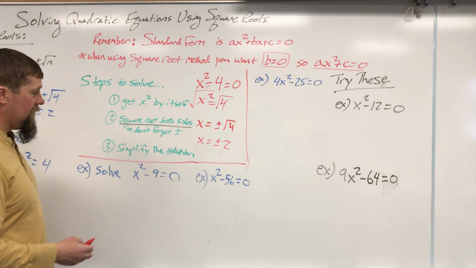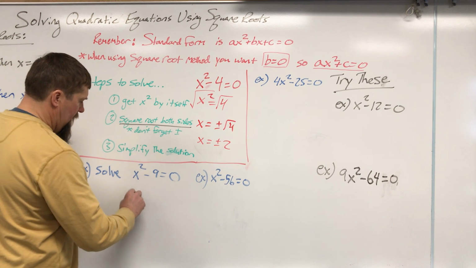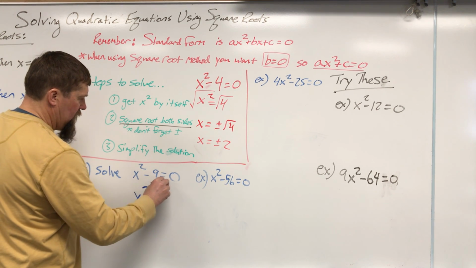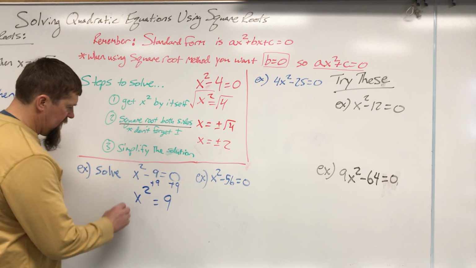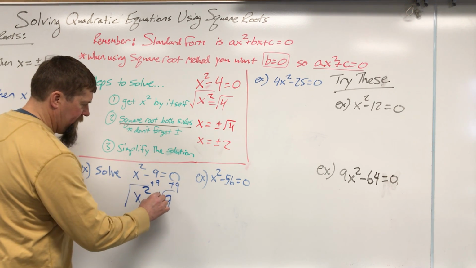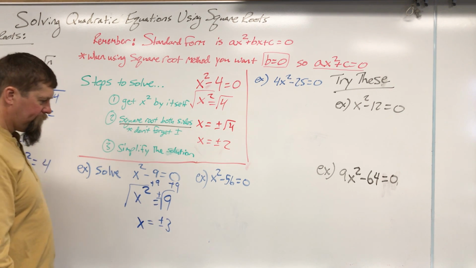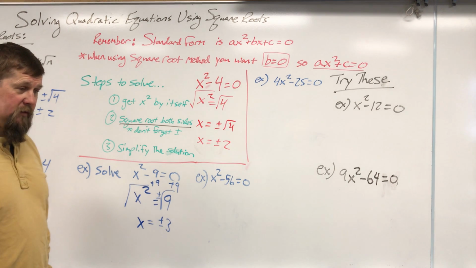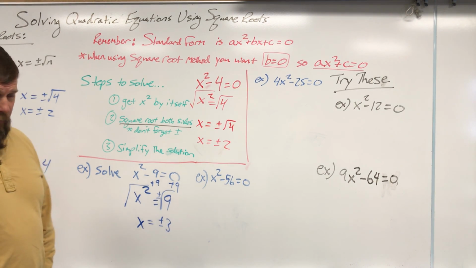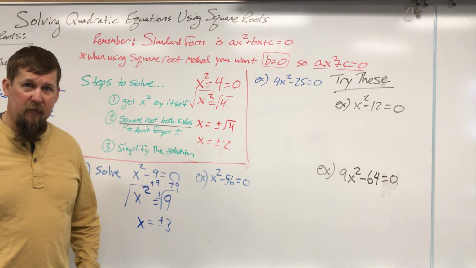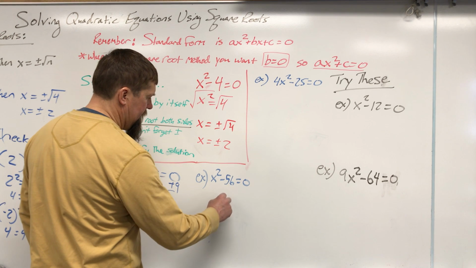x squared minus 9 equals 0. If I add 9 to both sides, x squared is equal to 9. I take the square root of both sides, don't forget the plus and minus, x is equal to plus or minus 3. Again, those are two solutions. Many students will forget the plus and minus. When they forget the plus and minus, they've only given me half the solutions. So that's something you want to keep in mind.